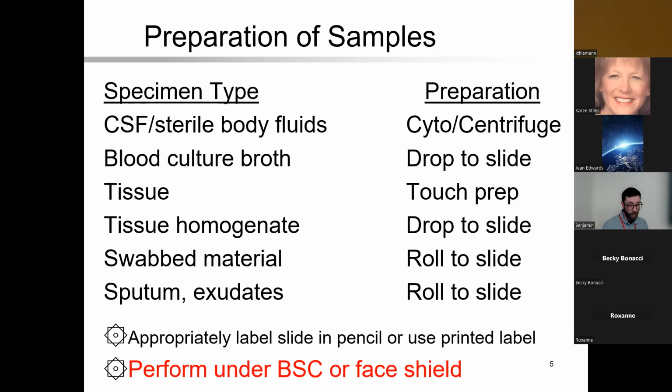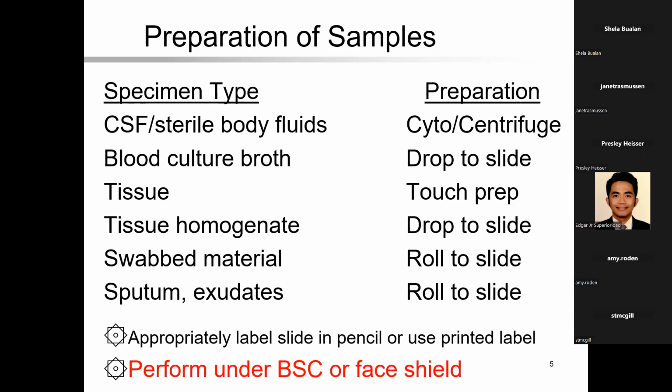You want to keep as much of that cellular material intact as you can. And then sputum and exudates: you're going to be putting your own swab into the sputum sample, and then you want to roll that onto the slide. Don't forget to label your slide.